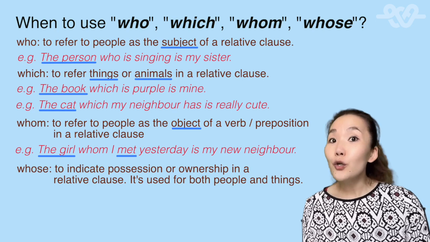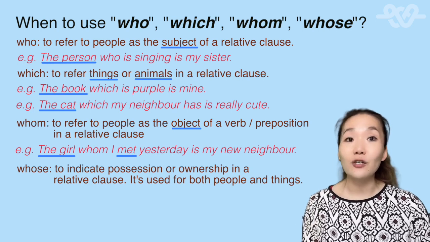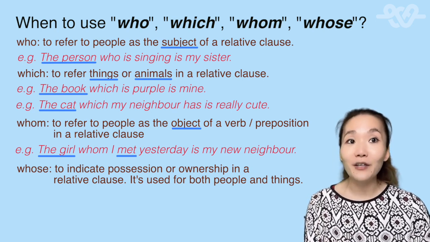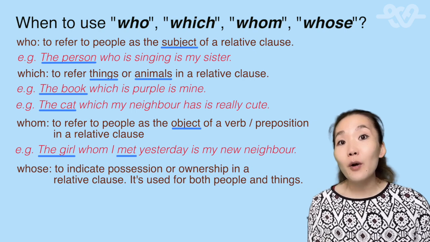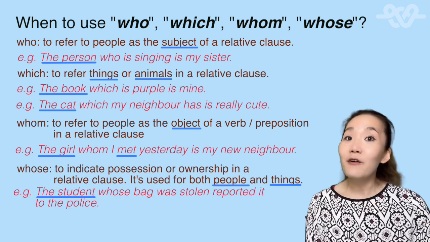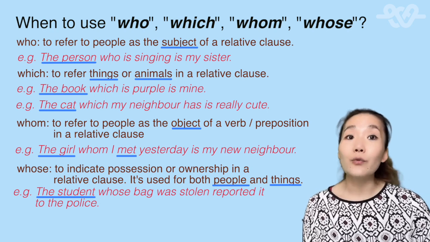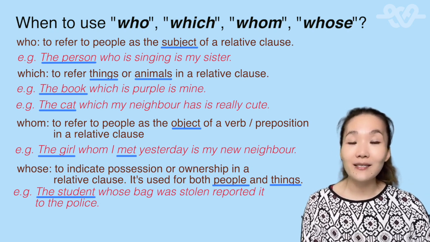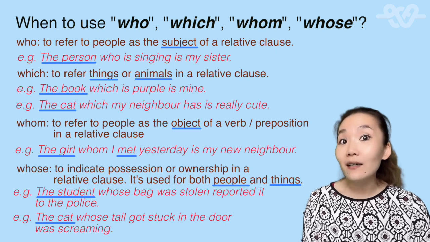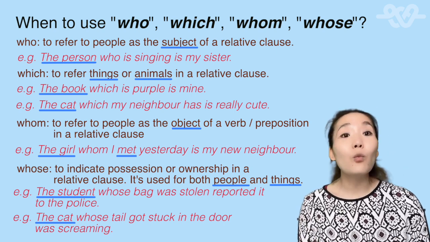We use whose to indicate possession or ownership in a relative clause. It is used for both people and things. For example, the student whose bag was stolen reported it to the police. The cat whose tail got stuck in the door was screaming.